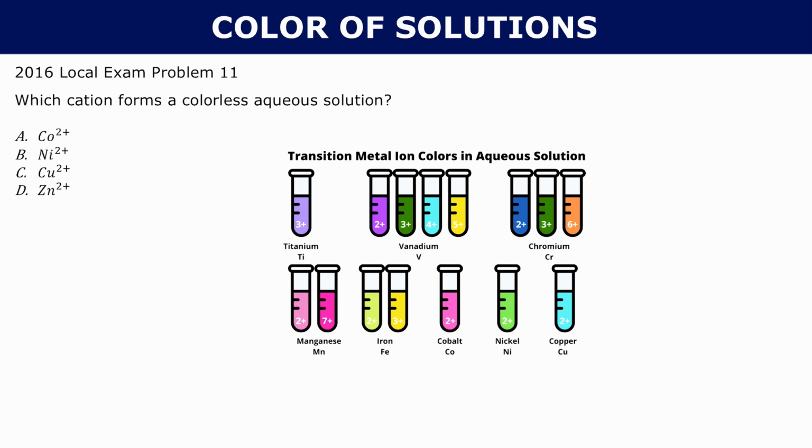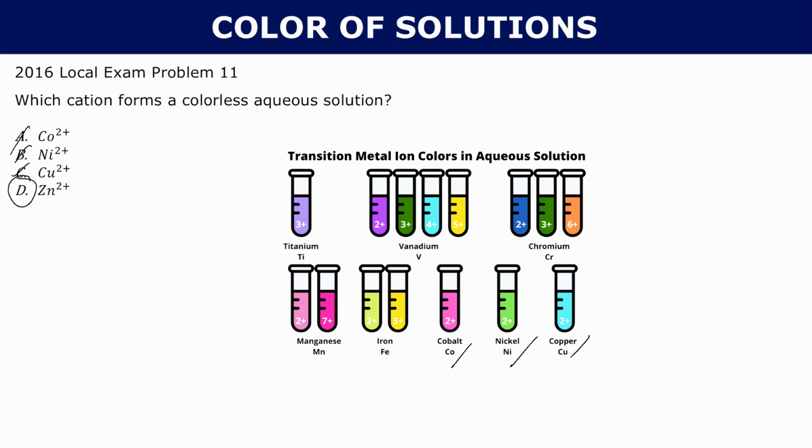So which cation forms a colorless aqueous solution? This one's probably the easiest out of all of them, but let's go through it anyways. So A, we have cobalt 2+. Cobalt 2+ is right here. It's kind of pinkish, so that has a color. Nickel 2+, that's green, so that can't be it. Copper 2+, that's kind of blue, so that can't be it. And then you have zinc 2+. Zinc 2+ isn't on this chart, so it's safe to assume that you have a colorless aqueous solution. So the answer here is D.